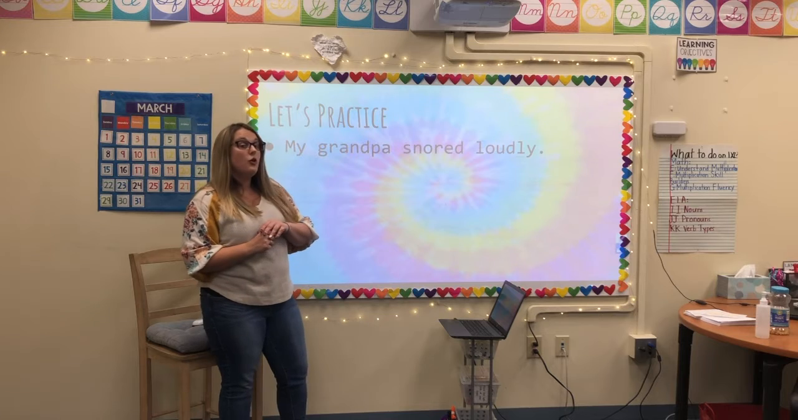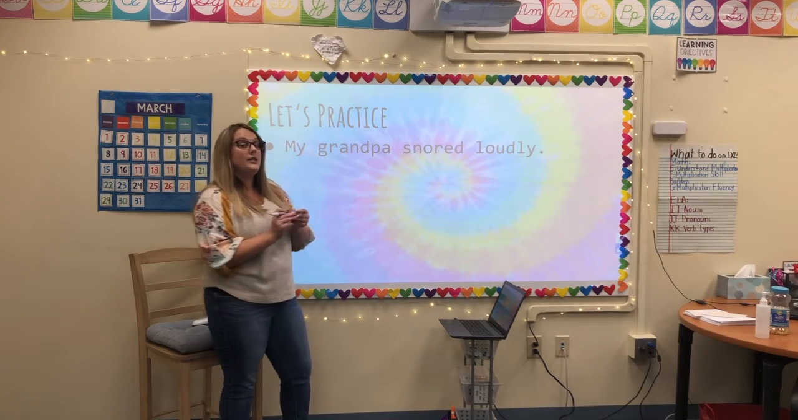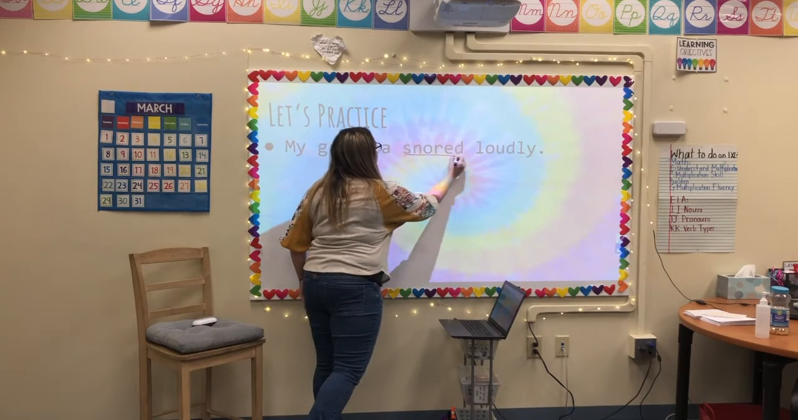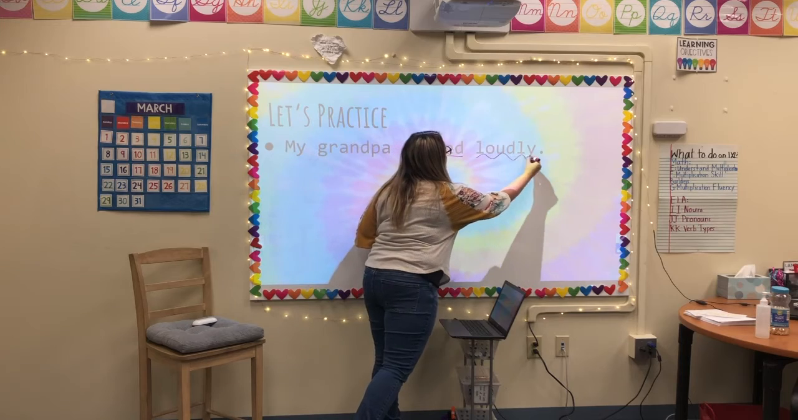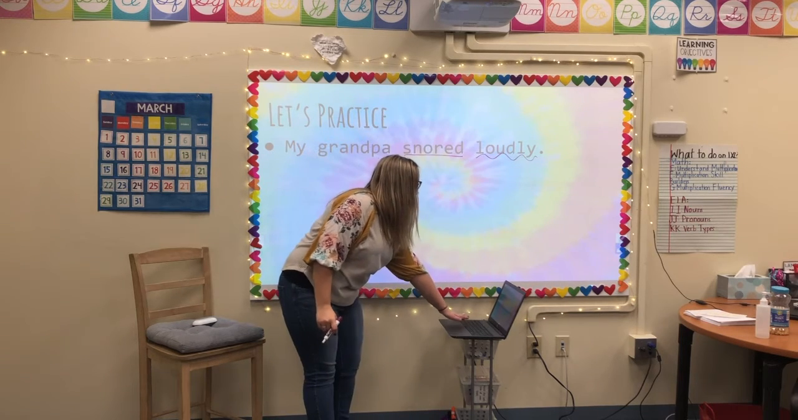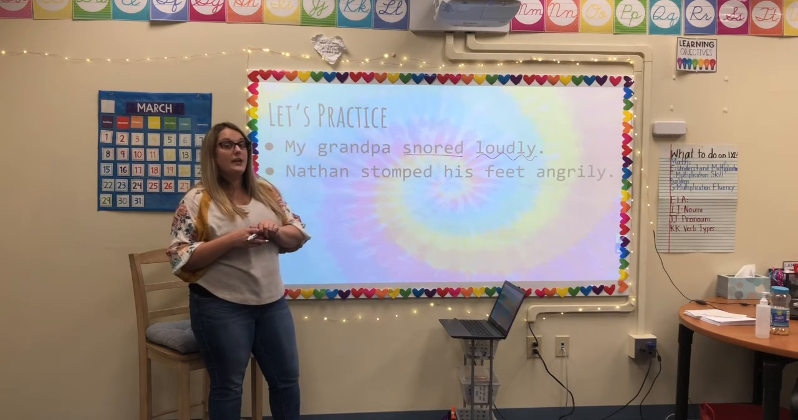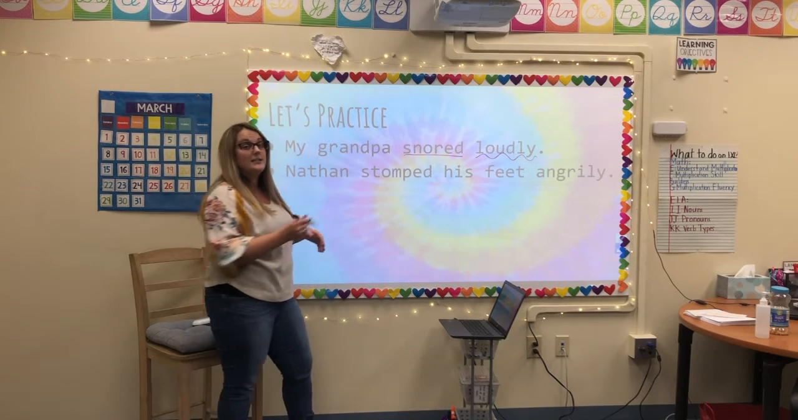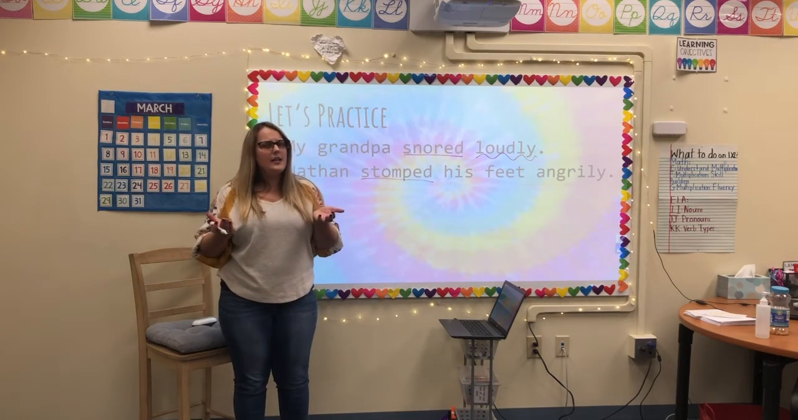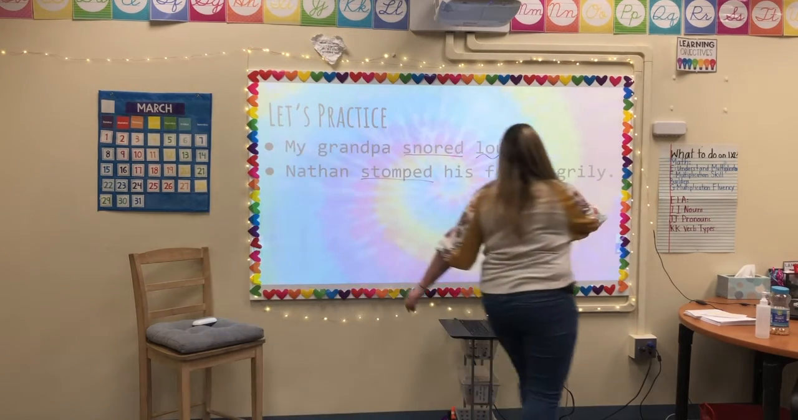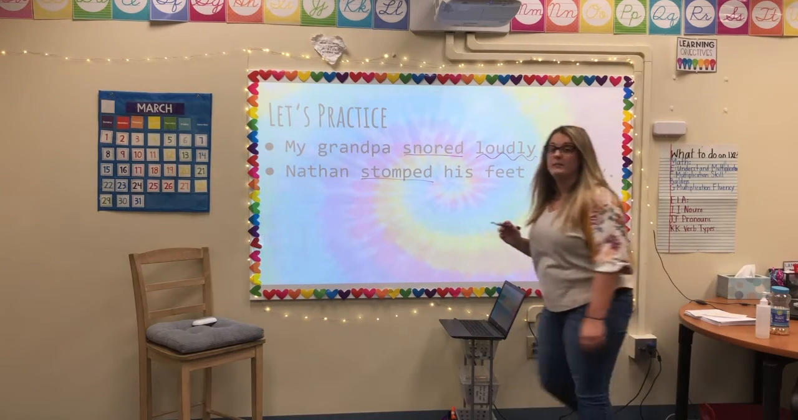My grandpa snored loudly. Well, the subject is grandpa. The action, the verb, is snored. And how did he snore? He snored loudly. So loudly is our adverb in this sentence. Nathan stomped his feet angrily. The action in this sentence is stomped. Nathan stomped his feet. How did Nathan stomp his feet? Well, he stomped them angrily. So angrily is my adverb in this sentence.